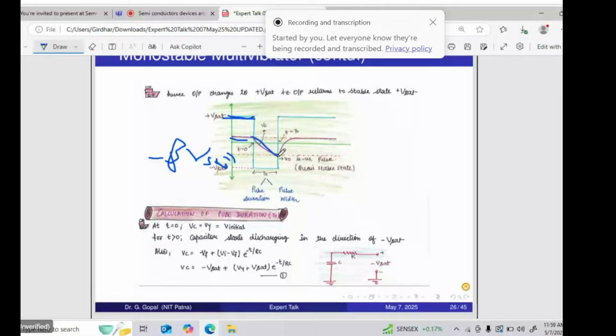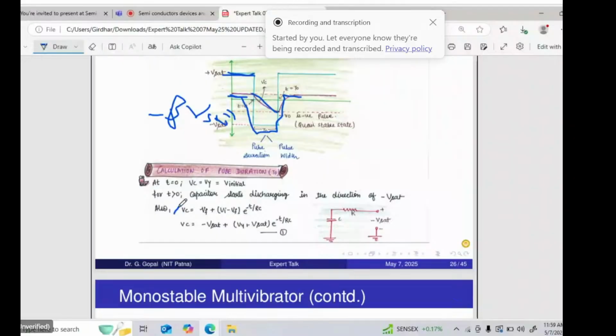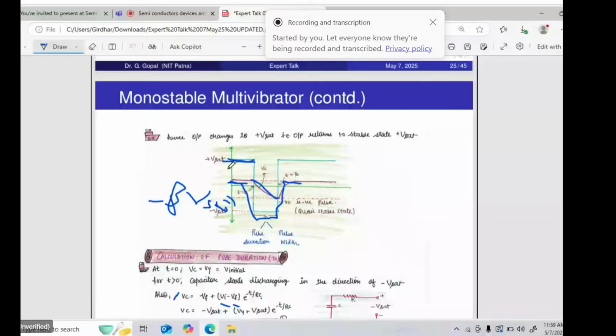So now, like the astable multivibrator, you can calculate the pulse duration also. So how can you calculate this pulse duration? Same relationship. The voltage across the capacitor is the initial value minus the final value, multiplied by e to the power minus t divided by the time constant, plus the final value.